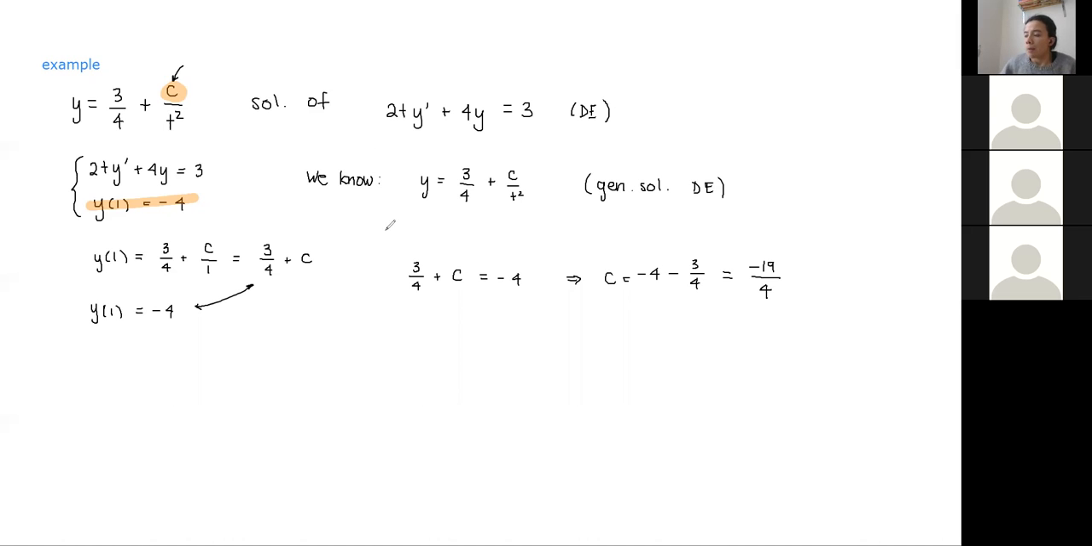Okay. So I have now that c is equal to -19/4, which means that the particular solution to the full initial value problem, which is of course the differential equation and the initial condition, is the function y is equal to 3/4 plus c, which is -19/4, times 1 over t squared. Does everybody understand this?